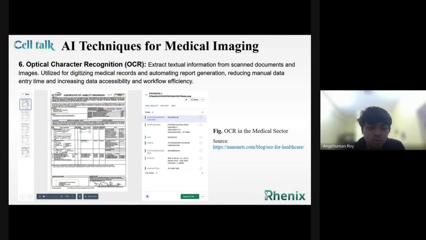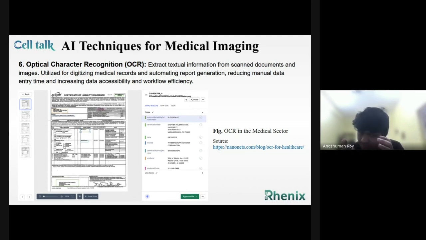Another important tool is the OCR, optical character recognition. It extracts textual information from scanned documents and images. It is utilized in digital medical records and automating report generation. It reduces manual data entry time and increases data accessibility and workflow efficiency. The image shown here is a simple example of how it is used.